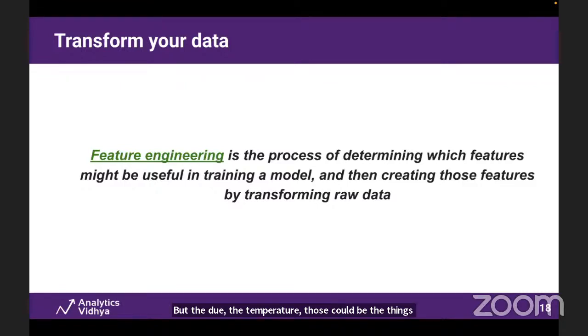And then you're going to transform some of those things. If there's a categorical variable, you'll convert it into a numerical variable or numerical feature. So that's the entire process of determining what features you're going to use and bringing them into the shape and form which works for the model. That is the process of feature engineering.